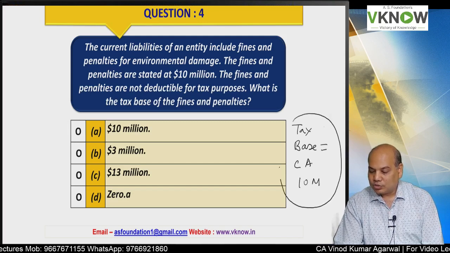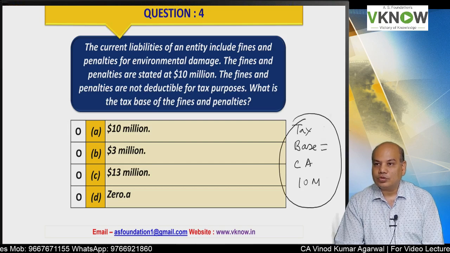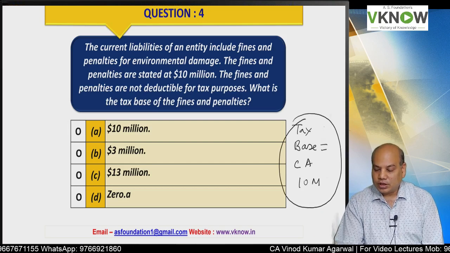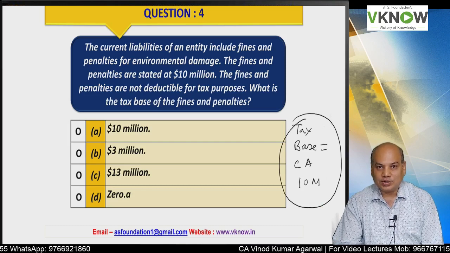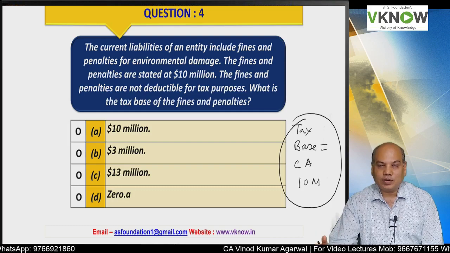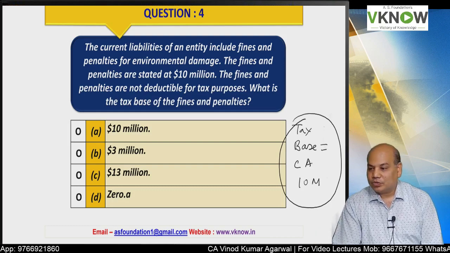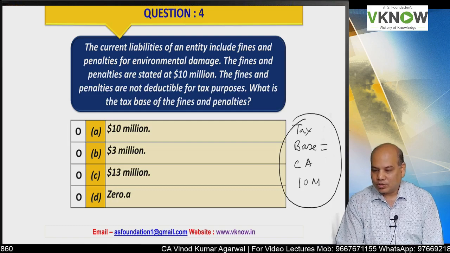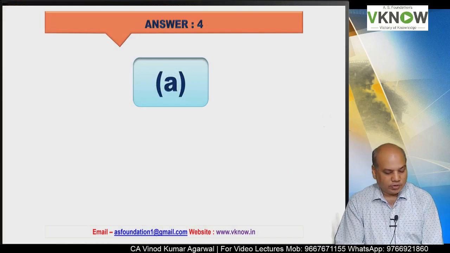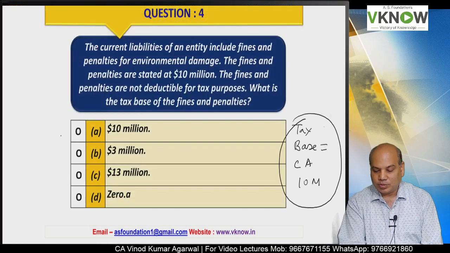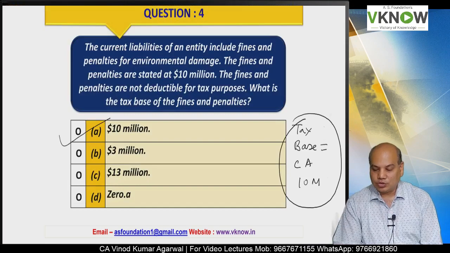So that there is no difference. If I take any other figure, a difference will arise, and if a difference arises, I will have to create deferred tax. So to ensure no difference, keep the tax base also the same. Okay, so the answer is A. Tick mark A, the tax base will be the same and therefore there is no difference.